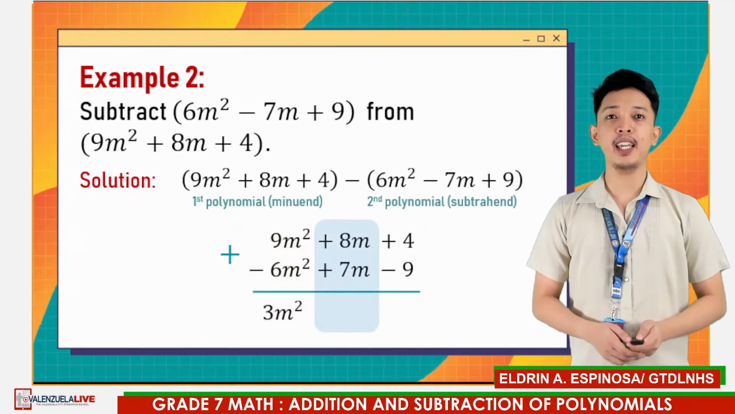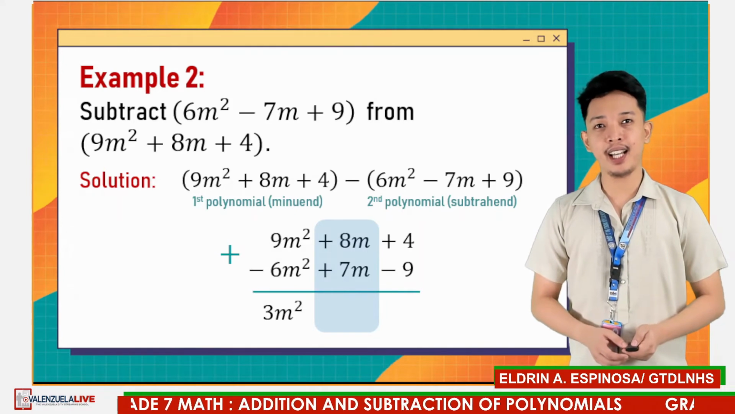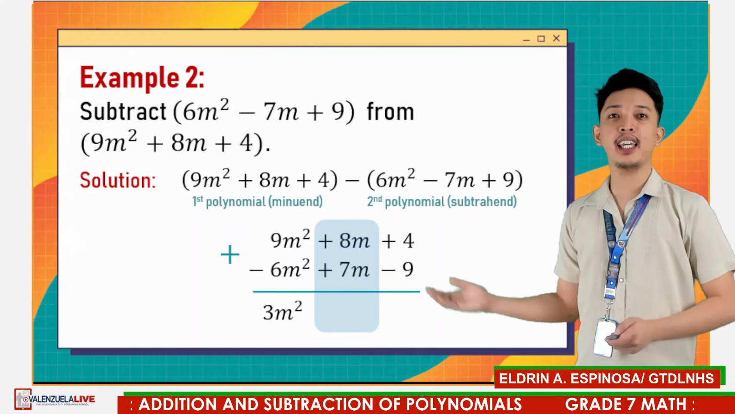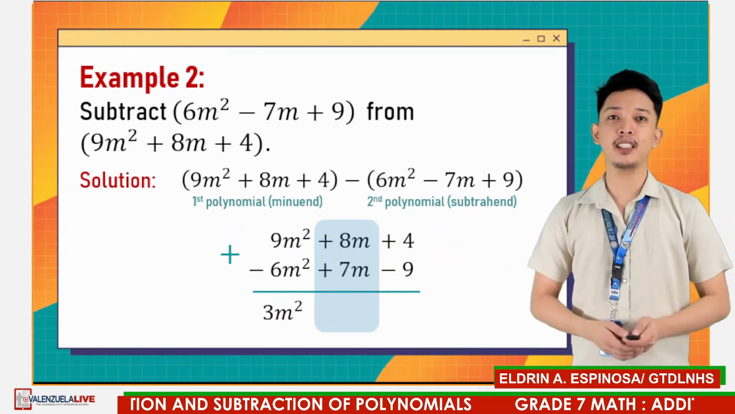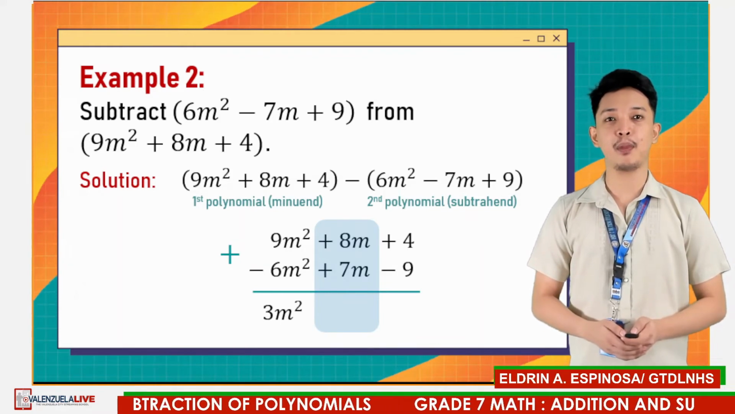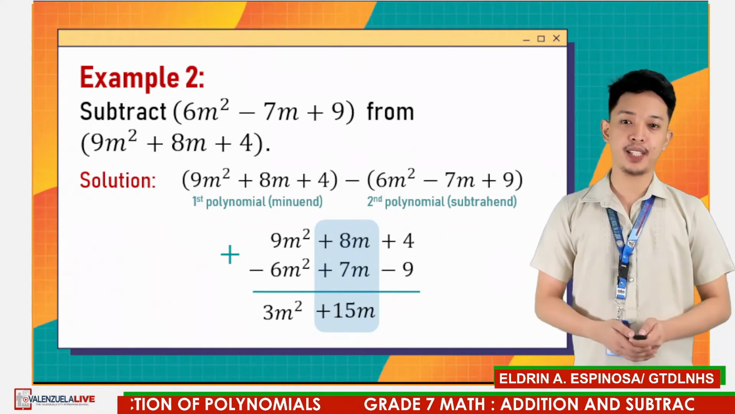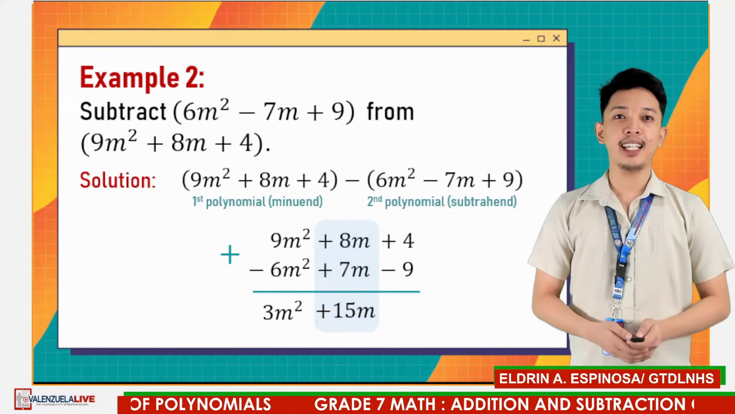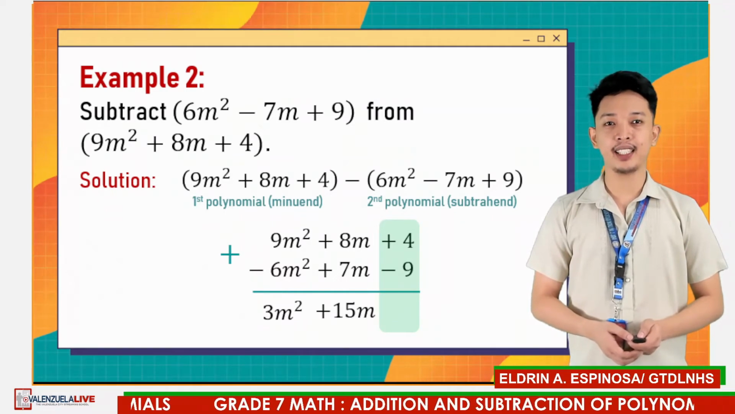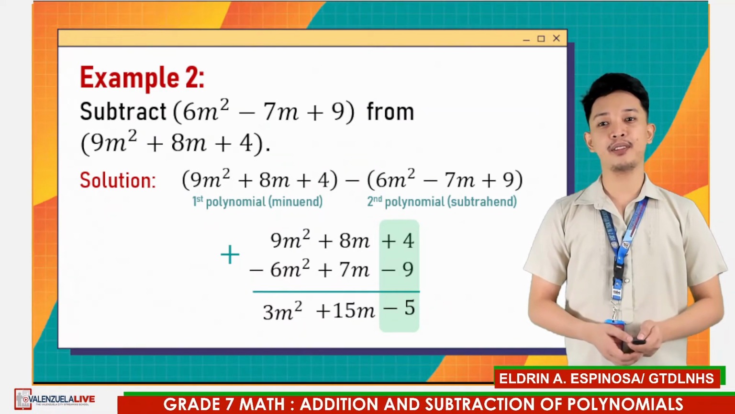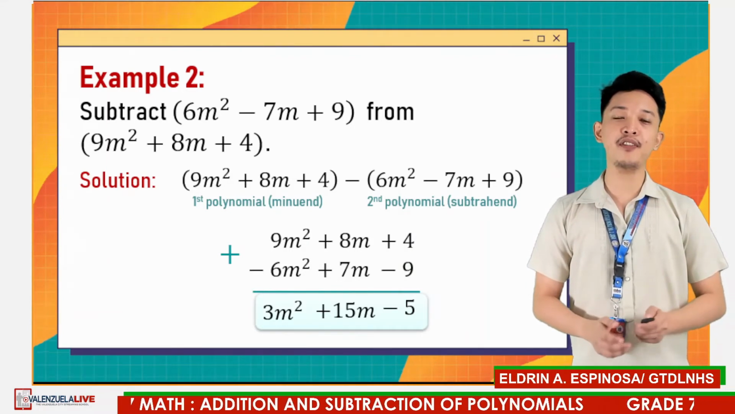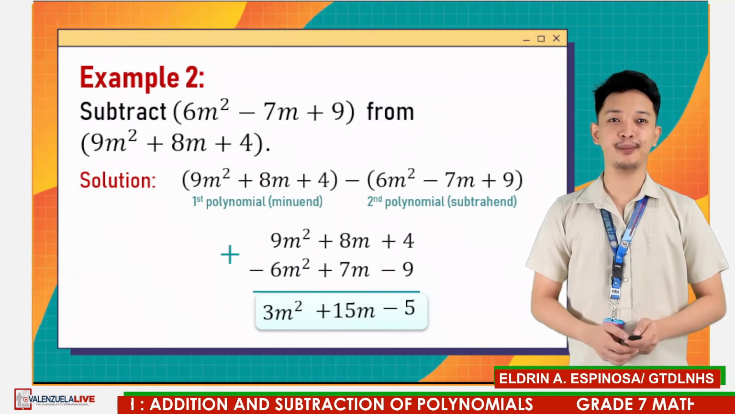Next, positive 8m plus positive 7m. Add the numerical coefficients. 8 plus 7 is 15. Then copy the literal coefficient, which is m. So we will have positive 15m. Lastly, positive 4 plus negative 9 is equal to negative 5. Therefore, the difference is 3m squared plus 15m minus 5.